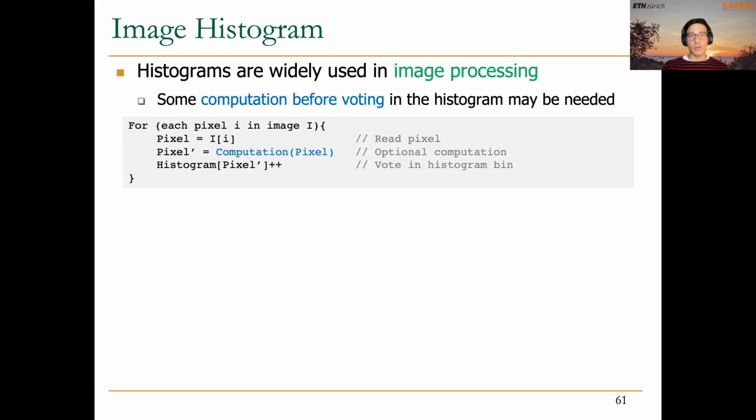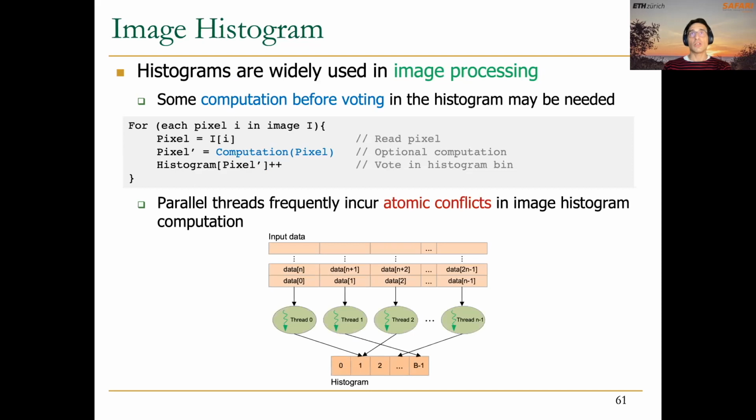We are going to talk in much more detail about atomic operations in a later lecture, in particular when we talk about histograms, which are a widely used primitive in image processing and other fields as well. As you may know, a histogram essentially counts the number of occurrences of a certain value in some certain input. For example, an image histogram will give us the number of pixels that have a certain pixel value.